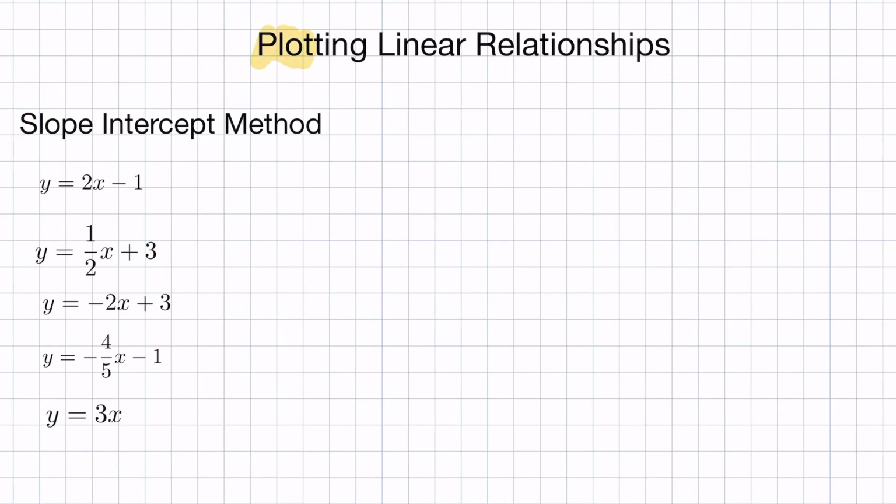All right, in today's lesson here, we're going to look at plotting linear relationships here. So there's two main methods. The method we're looking at today is how do you plot linear relationships when you are in slope-intercept form. So what I've got here is I have 1, 2, 3, 4, 5 different linear relations just at random. And I'm just going to show you how you plot these when you're in slope-intercept form. So let's take a look here how we would do this.